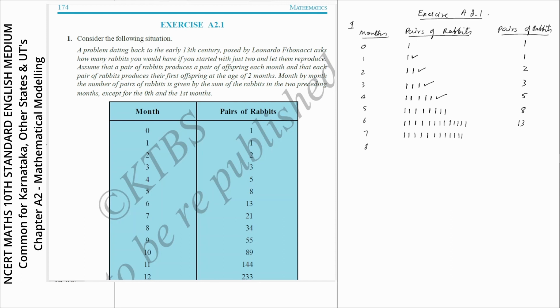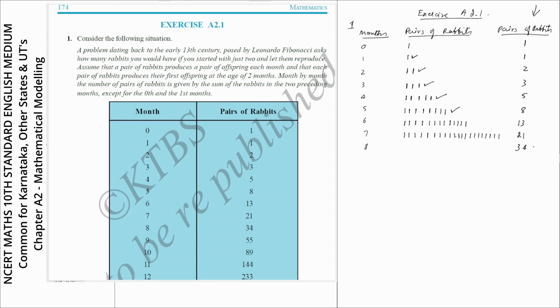Okay, 1, 2, 3, 4, 5, 6, 7, 8, 9, 10, 11, 12, 13. Now all the pairs of rabbits in the 5th month are 2 months old or more than 2 months old. So they will give birth to another 8 pairs of rabbits. 1, 2, 3, 4, 5, 6, 7, 8. So totally there are 21 pairs of rabbits in the 7th month. And again going in the same way, in the 8th month there will be 34 pairs of rabbits.